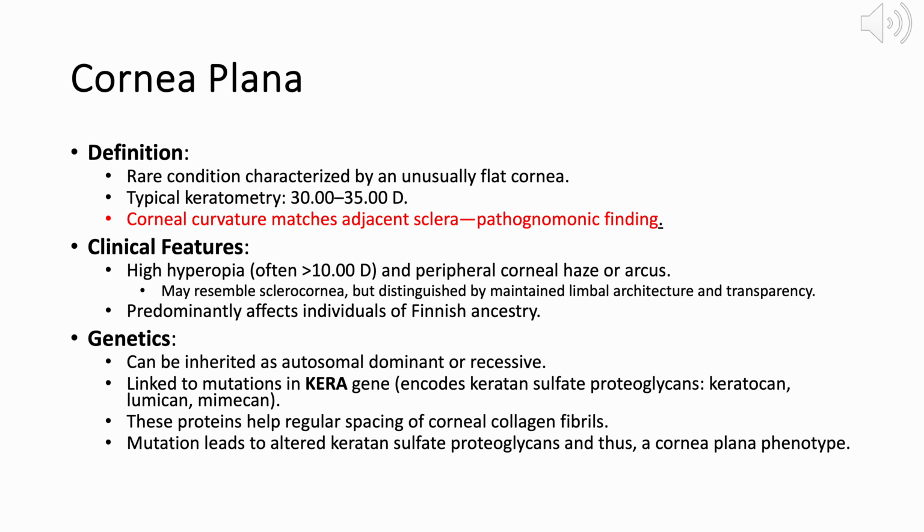A key pathognomonic finding is that the corneal curvature matches that of the adjacent sclera. Clinically, patients often present with high hyperopia, sometimes greater than 10 diopters, and may have peripheral corneal haze or arcus. It can resemble sclerocornea, but the limbal architecture and corneal transparency are preserved. This condition is seen more frequently in individuals of Finnish ancestry.